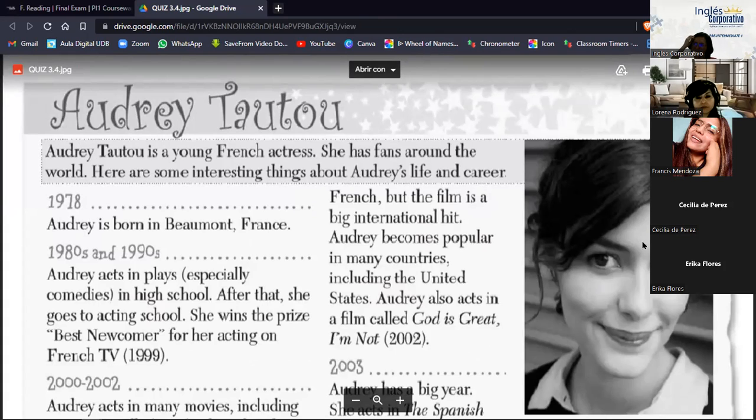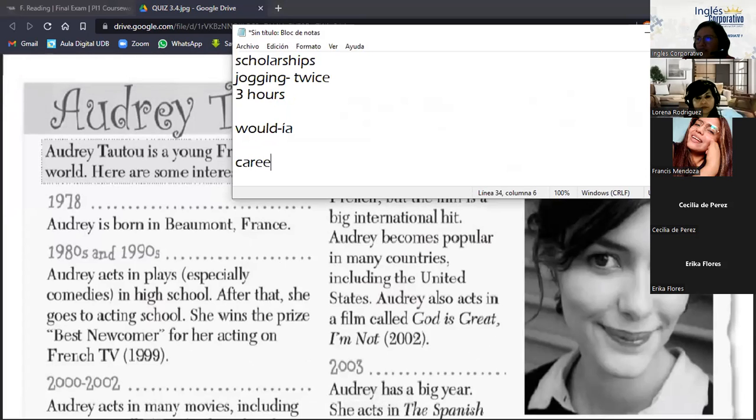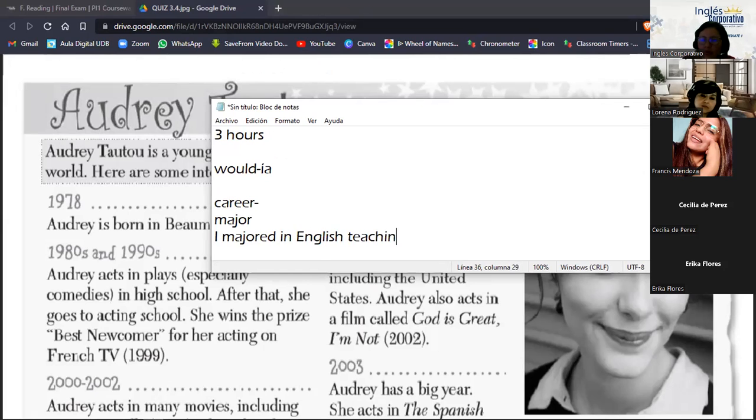Now, guys, career no es lo mismo que carrera universitaria, ¿verdad? Career es como la carrera que usted construye, por ejemplo, en su trabajo, right? You built your career. Pero si usted quiere hablar de una carrera universitaria, es major. Por ejemplo, yo, en mi caso, I majored in English teaching. Okay, esa fue como mi carrera. I majored in English teaching, right? Or you can say the major I selected is English teaching.